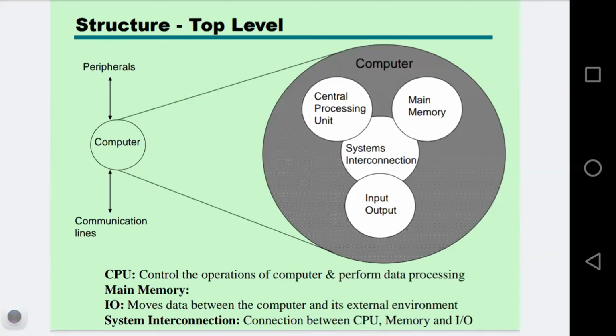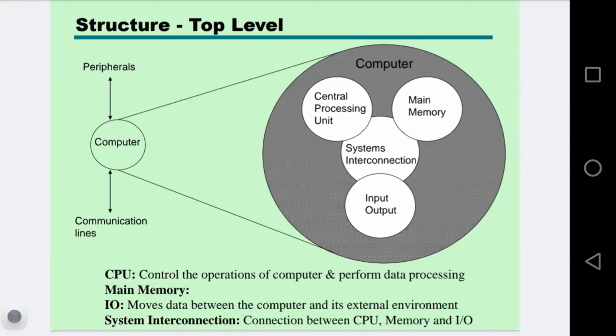Input output devices are there, like the keyboard and the monitor. So it moves the data between the computer and its external environment. Like from the keyboard, you can submit data from the external environment to the computer, and after processing, the computer displays your data to the external environment through the monitor or the printer. These are I/O devices, you can say. The system interconnection is a connection between the CPU, main memory, and input-output unit. So broadly, you could understand the computer at the top level approach.